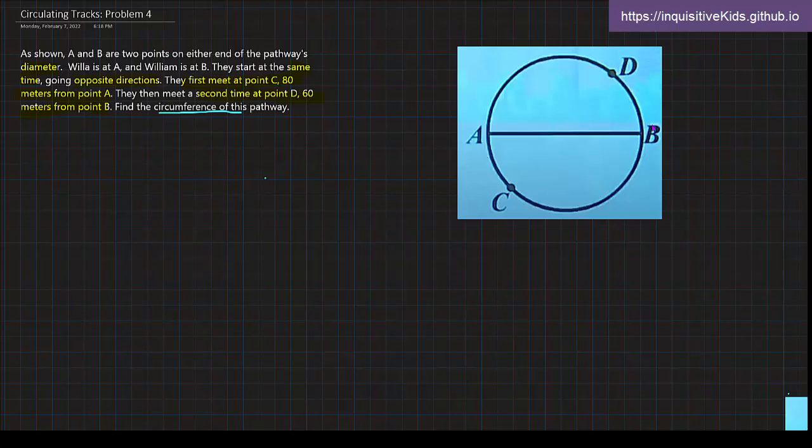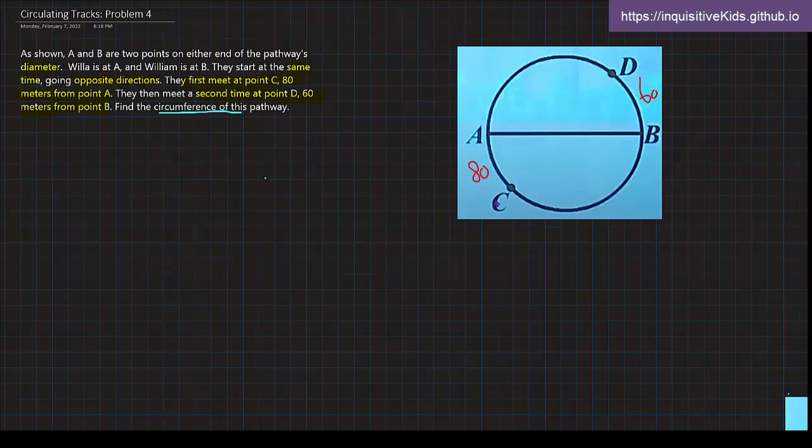So we know that A and B are at the diameter, right? One thing to keep in mind is that these two sides are equal. They start at the same time going opposite directions. They first meet at point C, 80 meters from A, and then point D, 60 meters from point B.